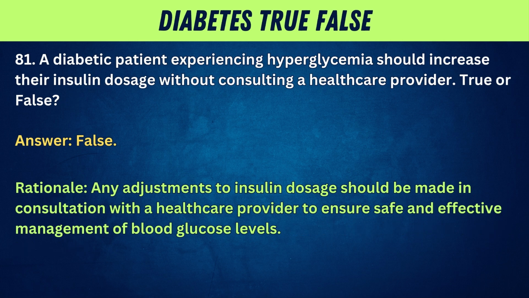81. A diabetic patient experiencing hyperglycemia should increase their insulin dosage without consulting a healthcare provider. True or false? Answer: false. Rationale: any adjustments to insulin dosage should be made in consultation with a healthcare provider to ensure safe and effective management of blood glucose levels.